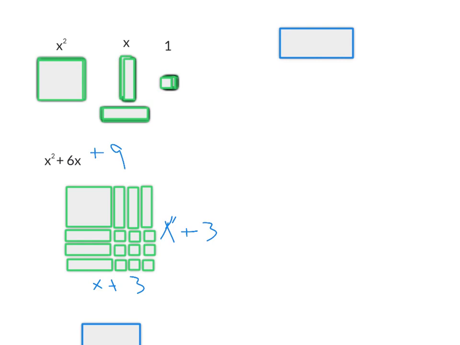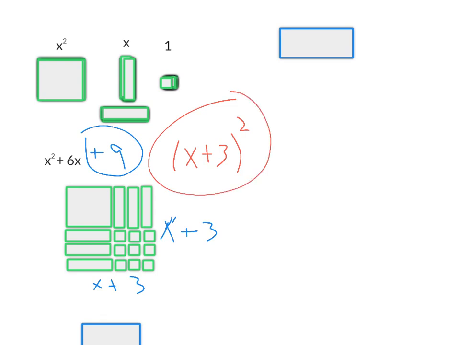Since all four of my side lengths are equal, I know that I have a perfect square. So I would have to add 9 to complete my square, and then my square would factor into (x + 3) squared.